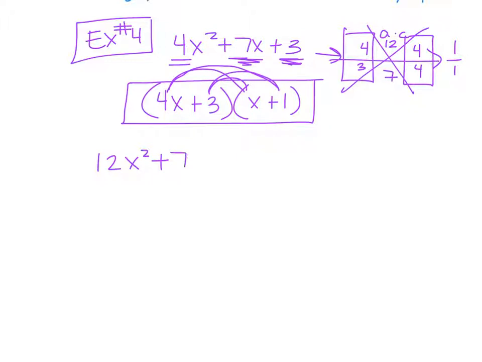12x squared plus 7x plus 1. Set up your star. What's going to go on the top? B? 12. 1 times 12. What's going to go on the bottom? 7. Your A is a 12, so put 12s up there. What can you multiply to get 12 that you can add to get 7?